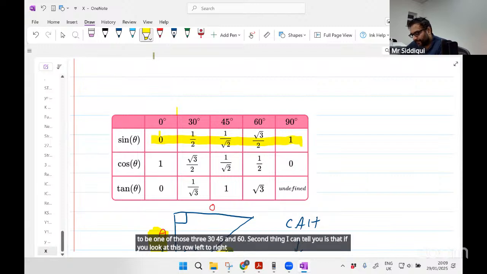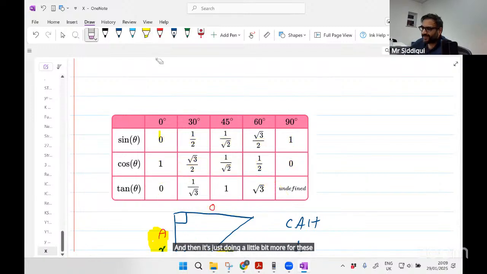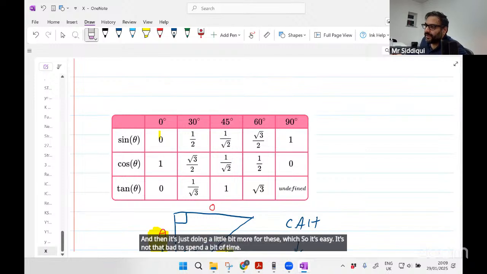Second thing I can tell you is that if you look at this row left to right, it is the same as this right to left. So if you've learned the top one, you're going to know the second one anyway. And then it's just doing a little bit more for these, so it's easy. It's not that bad. Just spend a bit of time learning it. Right. That'll do for trig.